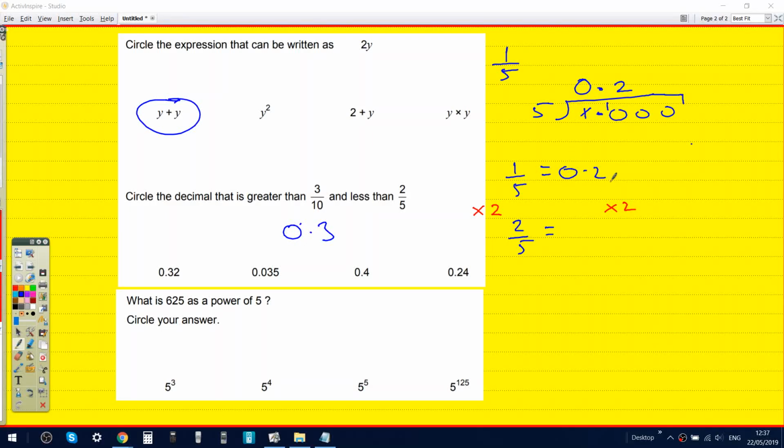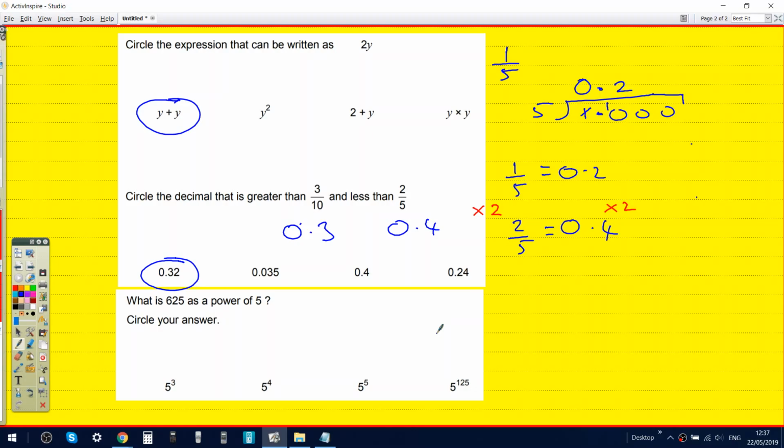Just doubling 0.2. 0.4. So it's got to be less than 0.4. So that would be 0.32. Okay.